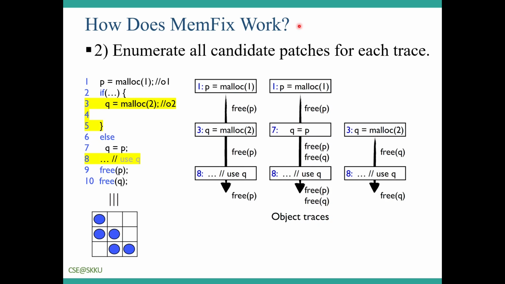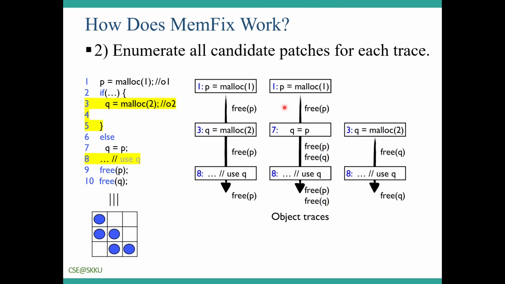Okay, so after enumerating all the object traces, Memfix proceeds to define safe patches for each trace. Let's go through these step by step. For the first trace, object O1 in the true branches, the object O1 is allocated at line 1. So we can safely insert free(P) after line 1 and line 3 or line 8. These become the candidate patches to deallocate object O1 for this trace.